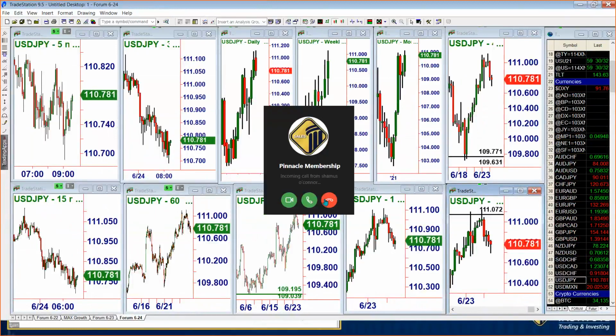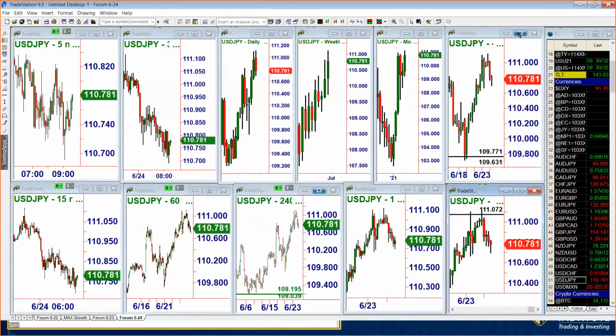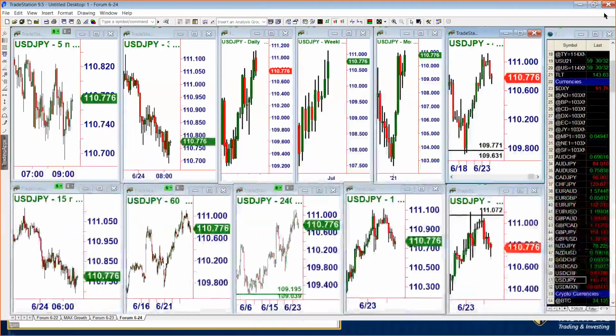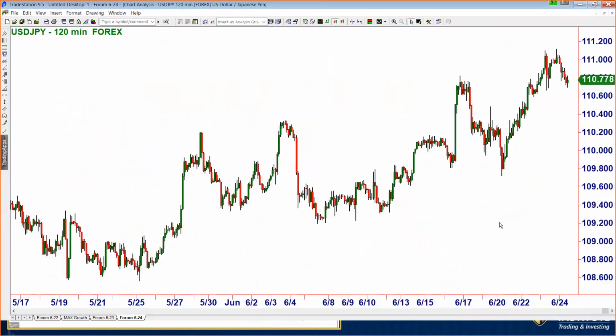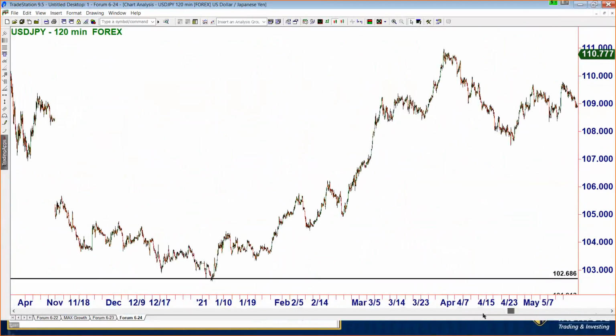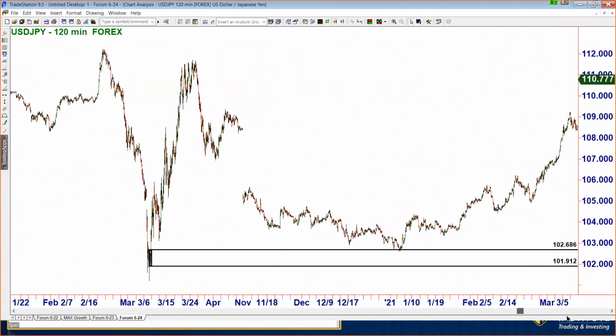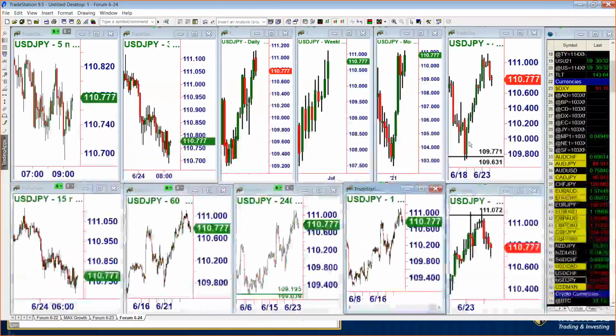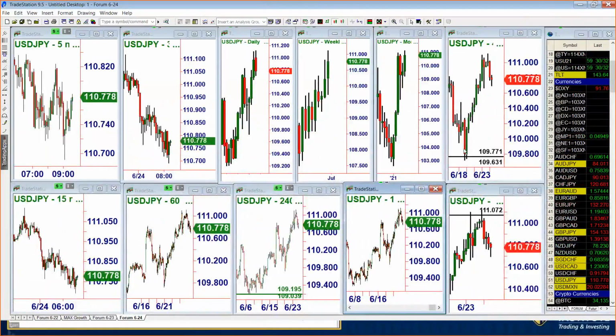And again, the demand side is down here. Let's look here. I think we might have another supply zone to look at. Let's go back a little bit. No. All right, so those are your supply and demand zones in the yen.